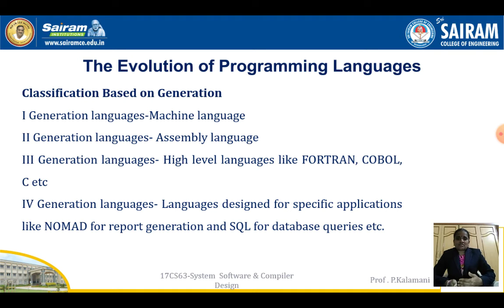Then the second generation language was developed, called assembly level language. In assembly level language, mnemonic codes are used. In order to convert an assembly level program into machine language, an assembler, the translator, is used. The third generation languages, which we are using now, are high level languages like Fortran, COBOL, C, etc. Here we need a compiler to convert high level language into machine language. And then fourth generation languages are designed for specific applications, like Nomad for report generation and SQL for database queries.